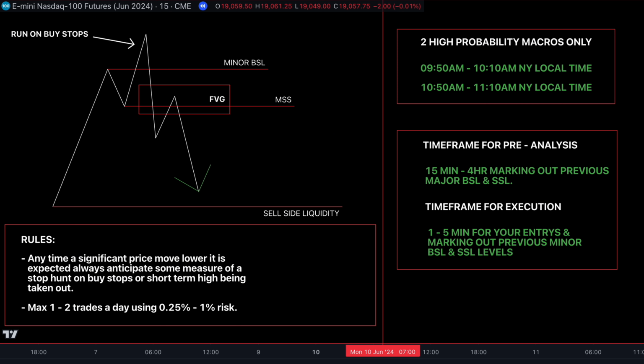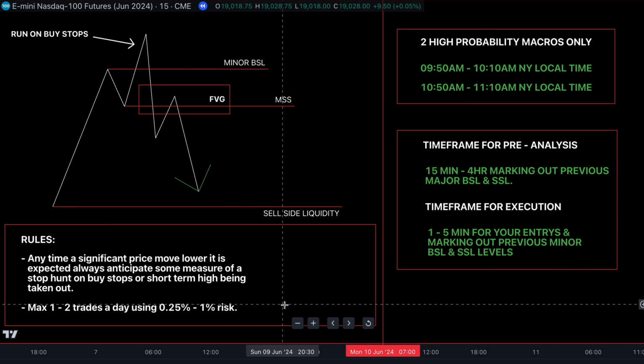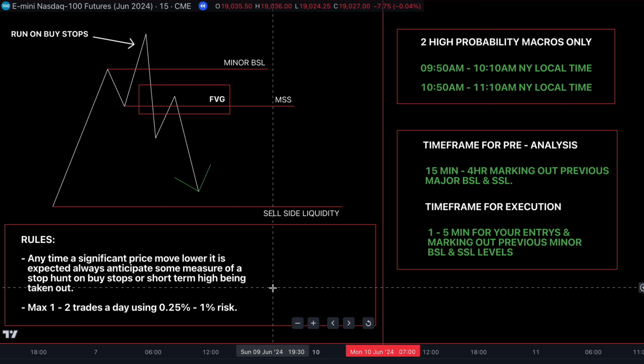And that also diverts us to the rules. Max 1 to 2 trades a day using 0.25 to 1% risk per trade. Say you're risking 1%, or say you're risking $500 a trade. Your first trade is a loss at $500. Okay, no worries. Next trade, doesn't matter if it's the same day, next week, or next month, you're going to take it with $250 risk. You're going to halve your risk and then stay at that until you catch a winning trade.